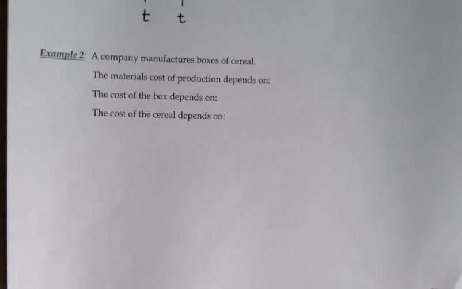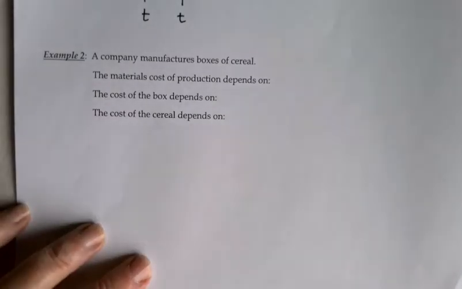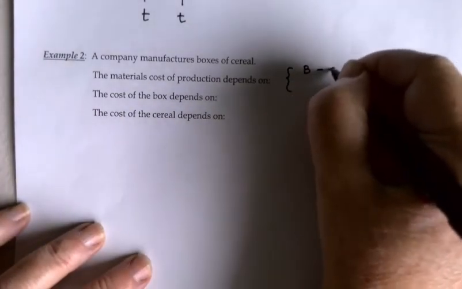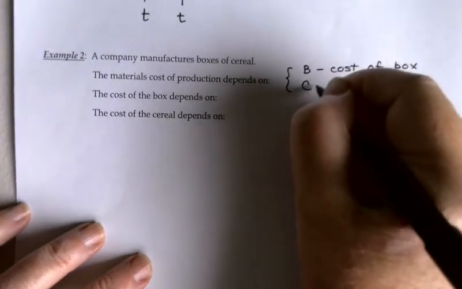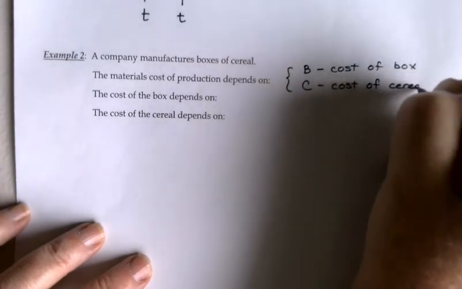In number 2, a company manufactures boxes of cereal. The materials cost of production, so basically just what does it actually cost them, not the labor or anything like that, just the actual materials. What does it cost them to put out a box of cereal? I'm going to say, first of all, it's going to be the cost of producing the box and the cost of the cereal. So let's see, B, cost of the box, and C, cost of the cereal.